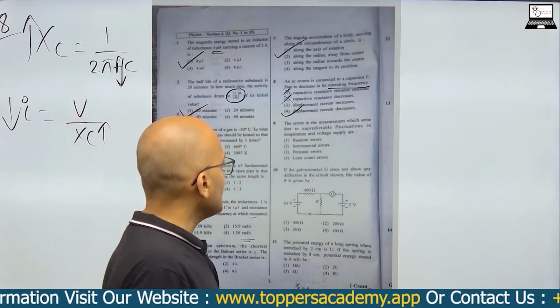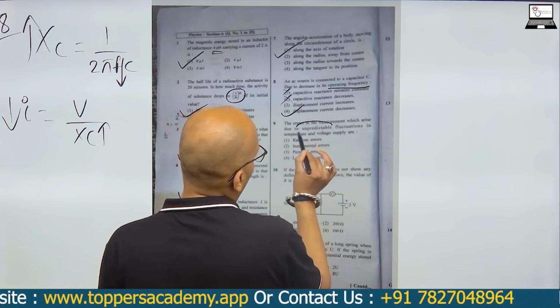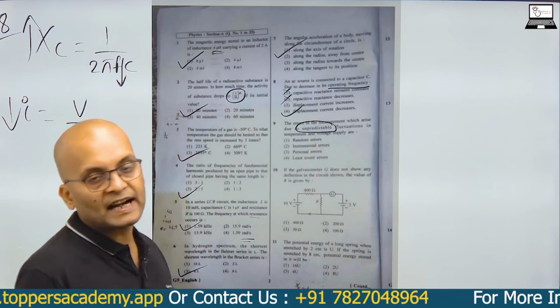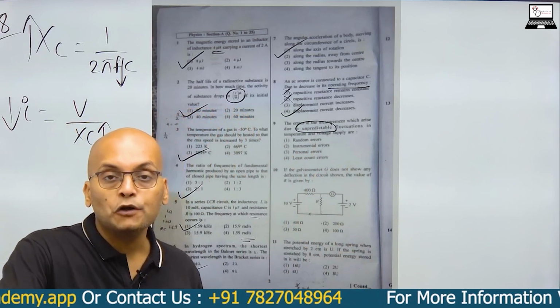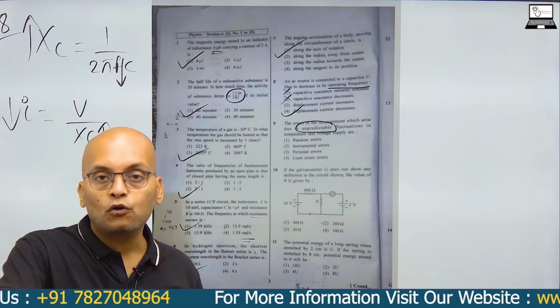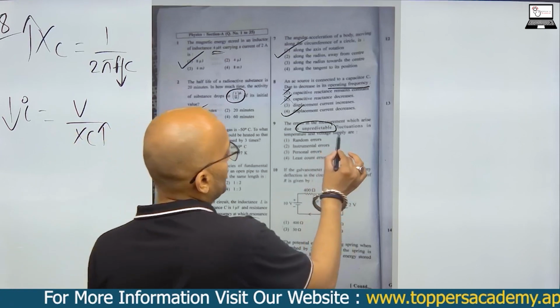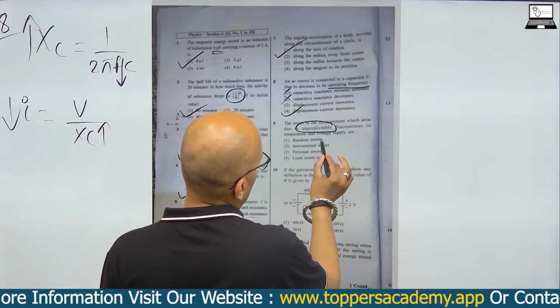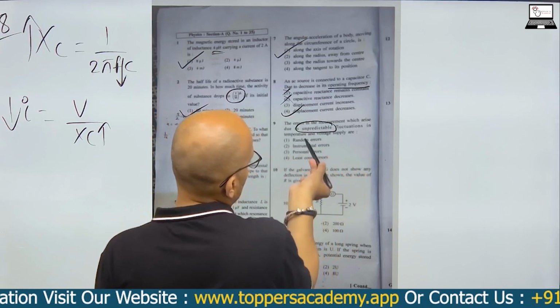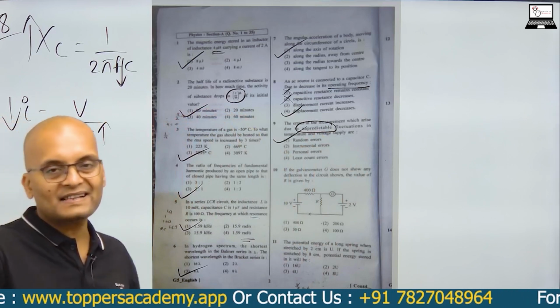Now the error in the measurement which arises due to unpredictable, please see, unpredictable fluctuations. That means fluctuations are not systematic. They are random in nature. We do not know how they are occurring. Okay, they are random. Unpredictable fluctuations in temperature and voltage supply are, see, first option, random errors. We don't know the source of error. It is occurring.